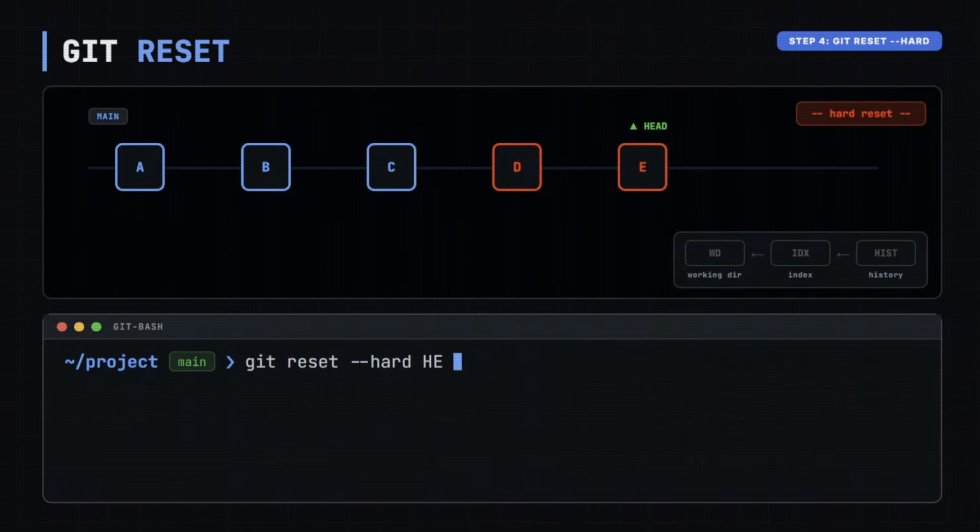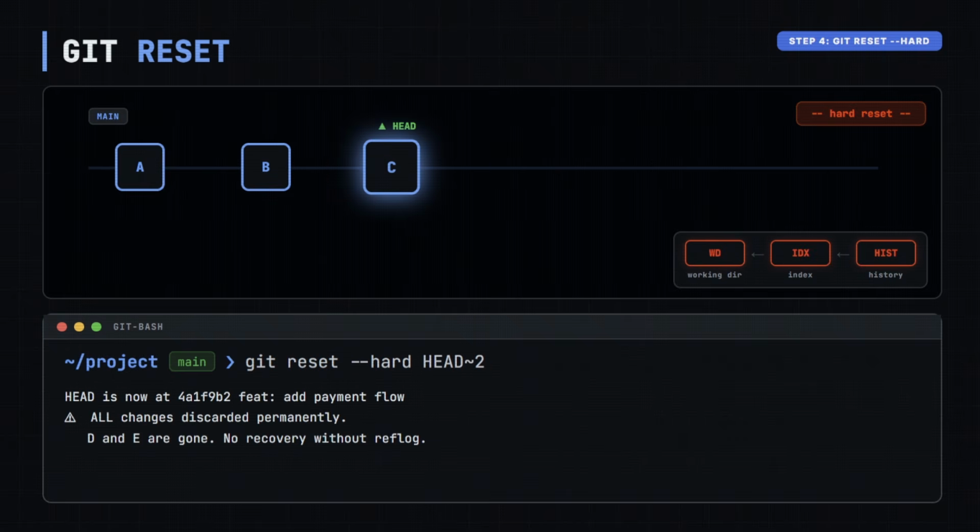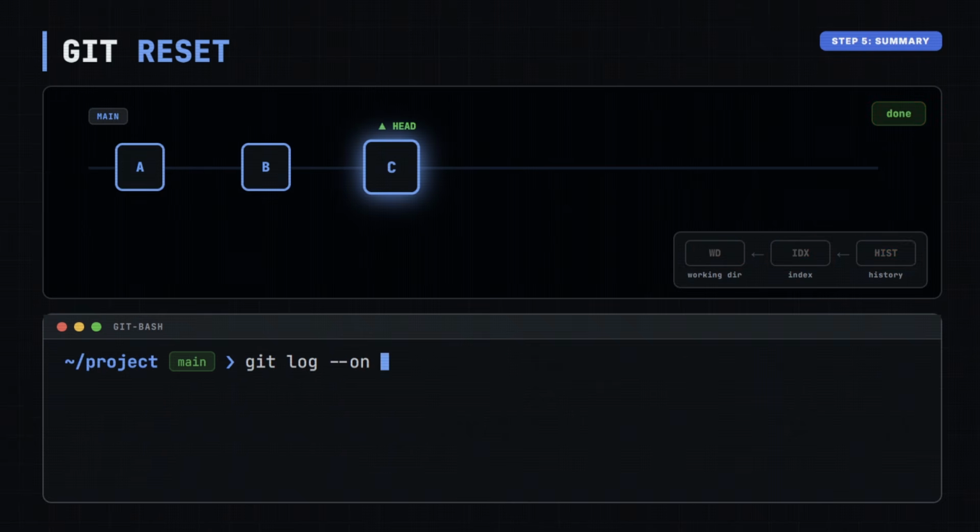Step 4. Git Reset hard. This is the nuclear option. Head moves back, staging is cleared, working directory is wiped, D and E are completely gone. No recovery, unless you know Git Reflog. That's it. 3 modes, 3 different outcomes.